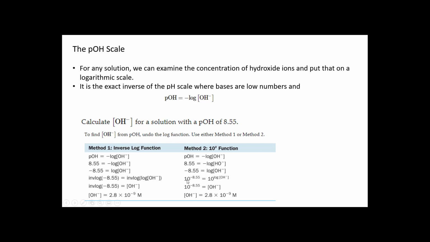This one's mine here. So 10, I would do the shift log. It would give me my 10. I would do my negative 8.55, and that will give me my concentration of hydroxide ions. So if you learn how to do it with the acid, it's the same thing. You just have to remember the key thing is you're dealing with hydroxide ions. It's not matching the hydronium ions.